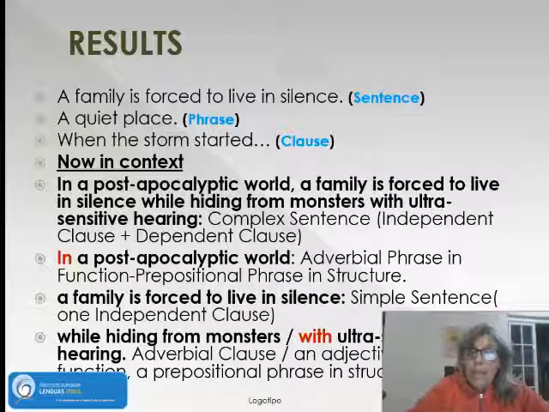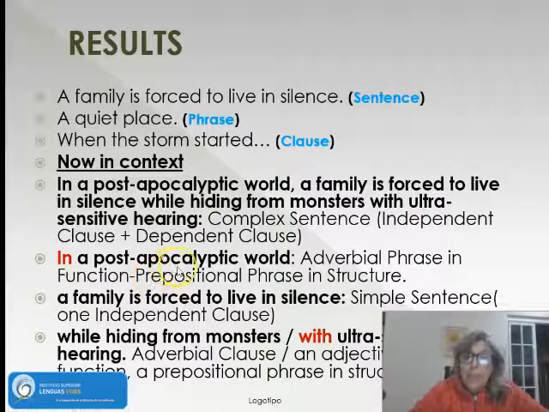Now, in a post-apocalyptic world, a family is forced to live in silence while hiding from monsters with ultra-sensitive hearing, or ultra, it's the American or British pronunciation. This is a complex sentence formed by an independent clause and a dependent clause. Now we're going to see that. In a post-apocalyptic world is an adverbial phrase in function and a prepositional phrase in structure because it starts with the preposition in.